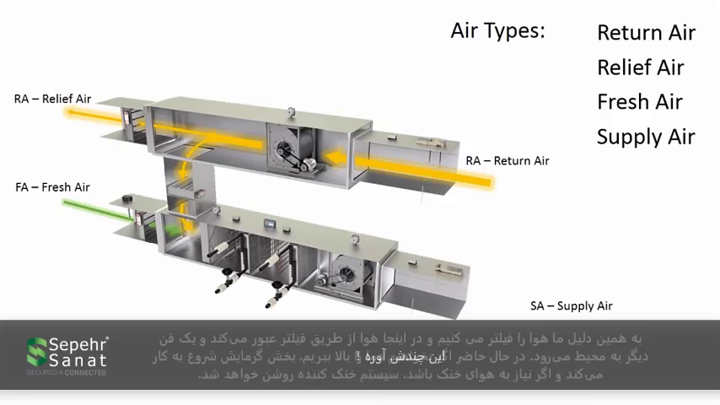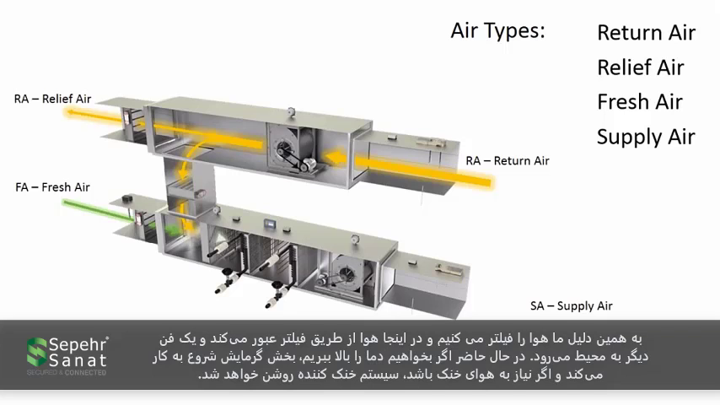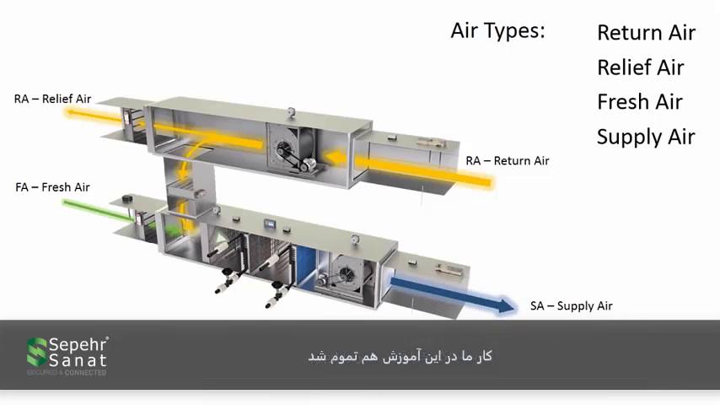That's disgusting. That's why we filter the air, and here the air is going through the filter, and another fan pushes it out to the space. Now, if we need to heat it, the heating section is going to turn on, and if we need to cool the air, then the cooling section will turn on. Yay! We're finally done with this training!